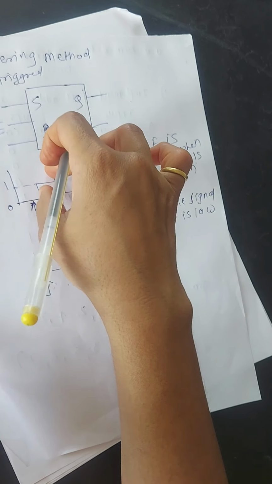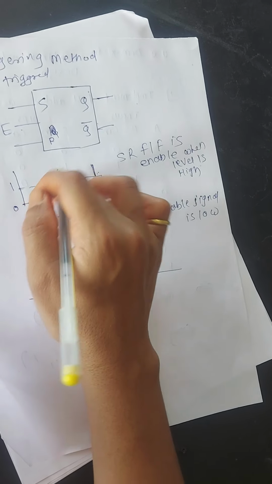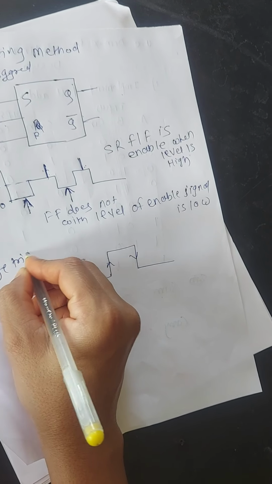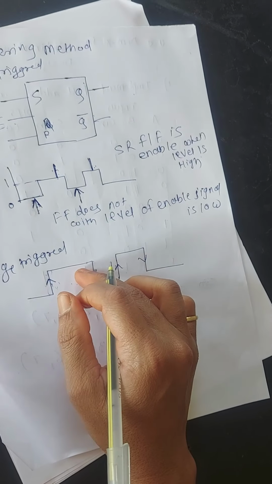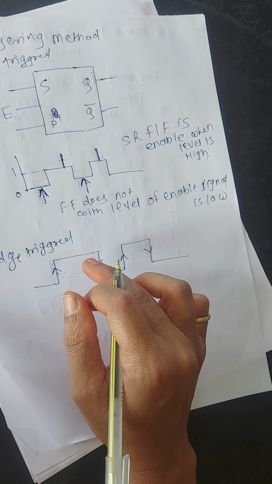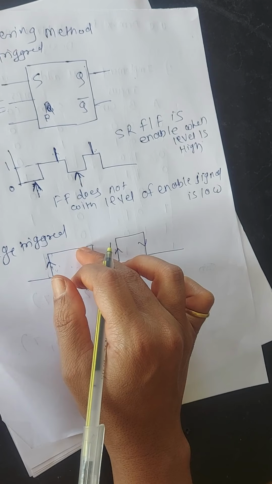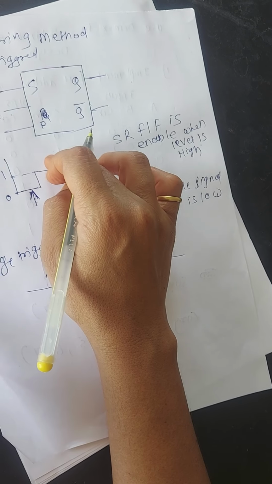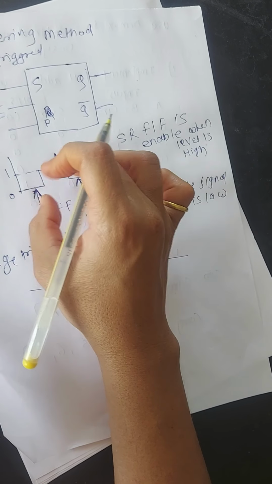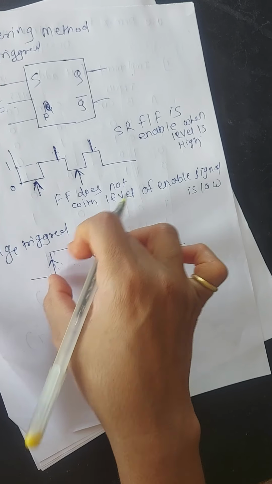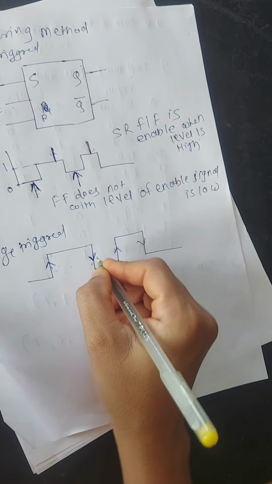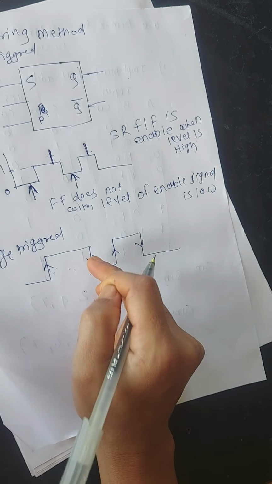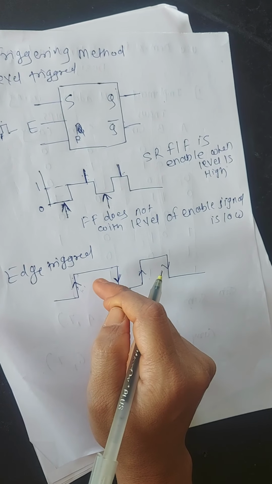But in level trigger, at the clock high and low level, the flip-flop will change its output. In an edge trigger, the flip-flop samples inputs at the positive and negative edges and changes its outputs accordingly. But in a level trigger, the flip-flop output changes when the clock input is either high or low level. In edge trigger, the flip-flop samples the inputs at the positive edges and negative edges, and changes its outputs accordingly.